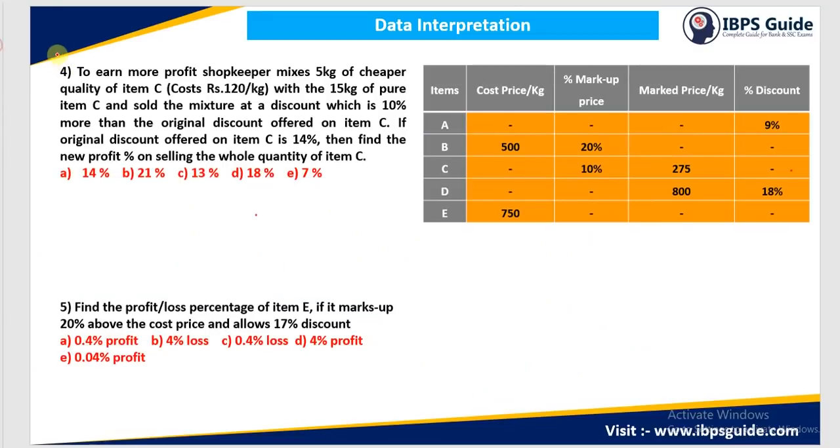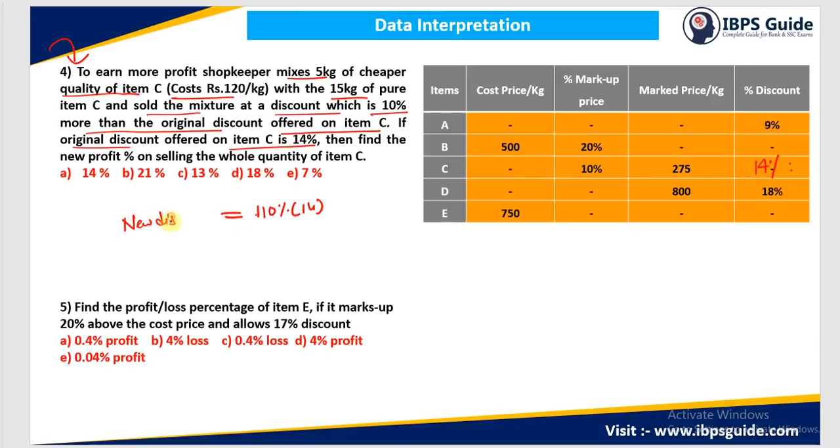This. Now in the fourth question they are saying, to earn more profits, shopkeeper mixes 5 kg of cheaper quality of item C costing rupees this with 15 kg of pure item C and sold the mixture at a discount of 10% more than the original discount offered on item C. If the original discount offered on item C is 14%, so basically they are saying that this is 14%, okay. But here they have told that they are selling the mixture at a discount which is 10% more, okay. That is 110% of what? 14. This is the discount, new discount, right?